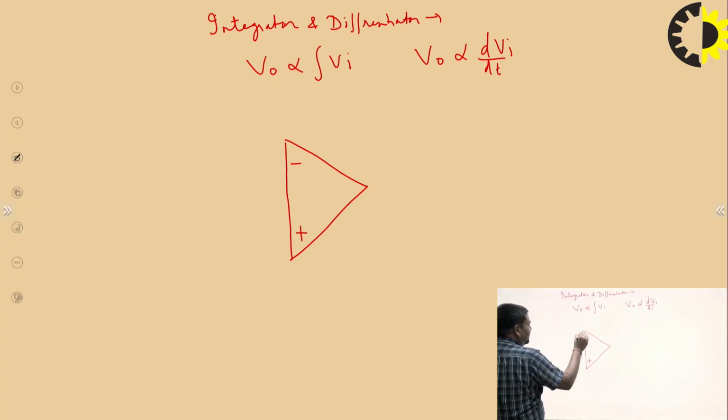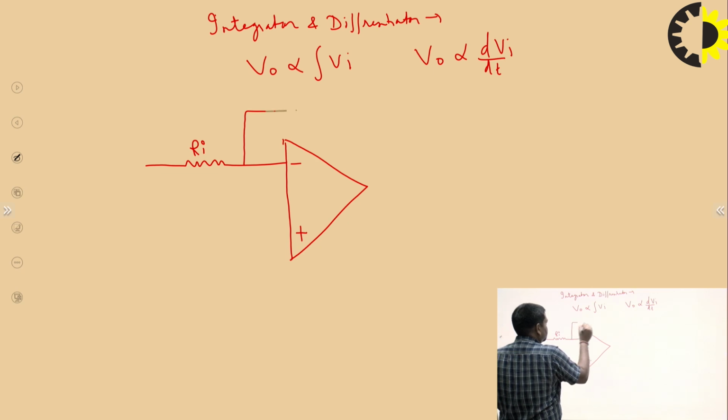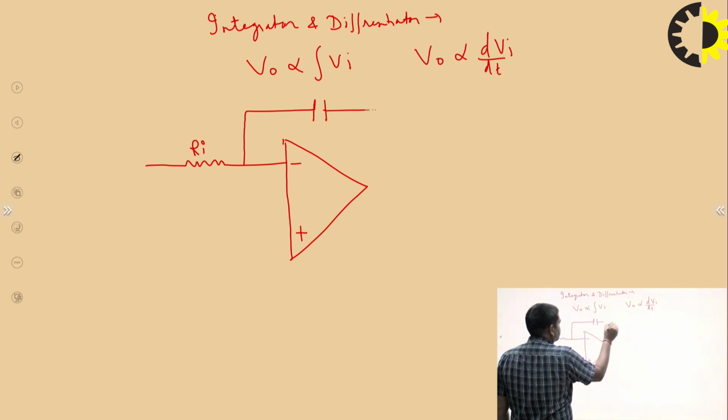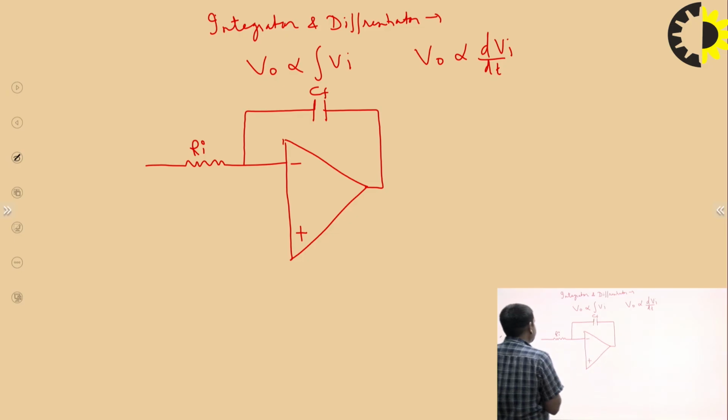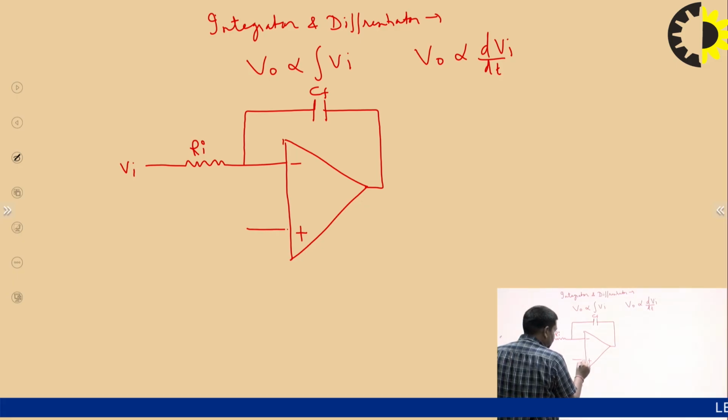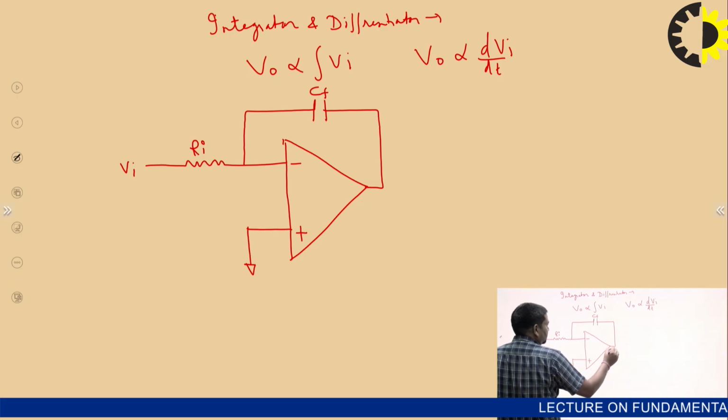How do we design an integrator? This is Ri, the input impedance. This is the feedback capacitance, so we can say this is CF having a capacitance CF. This is the input voltage and this is the output voltage.